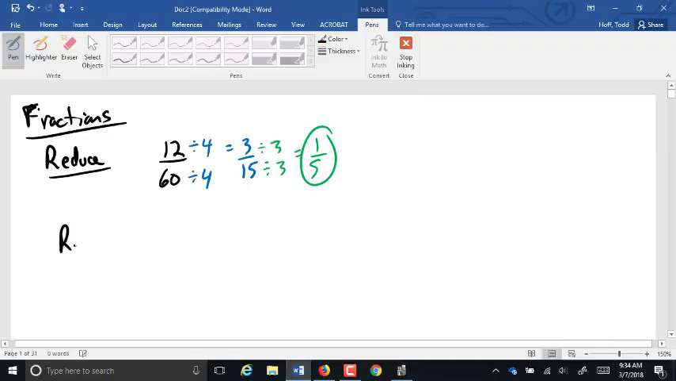You might be asked to rename. If I give you 3 fifths, I want you to change that into 40ths. How do we figure out what this number is going to be up here? What do we multiply 5 by to turn into a 40? 8, so what do we have to do to the 3? Times 8. 3 times 8 is 24.